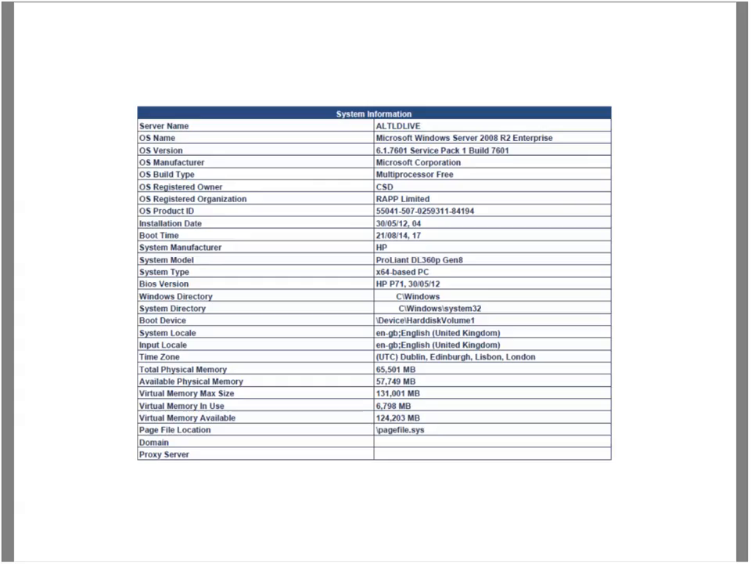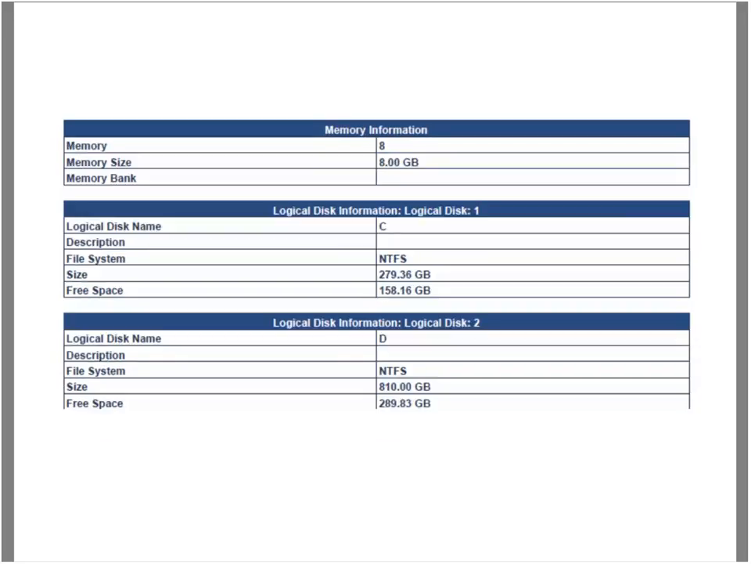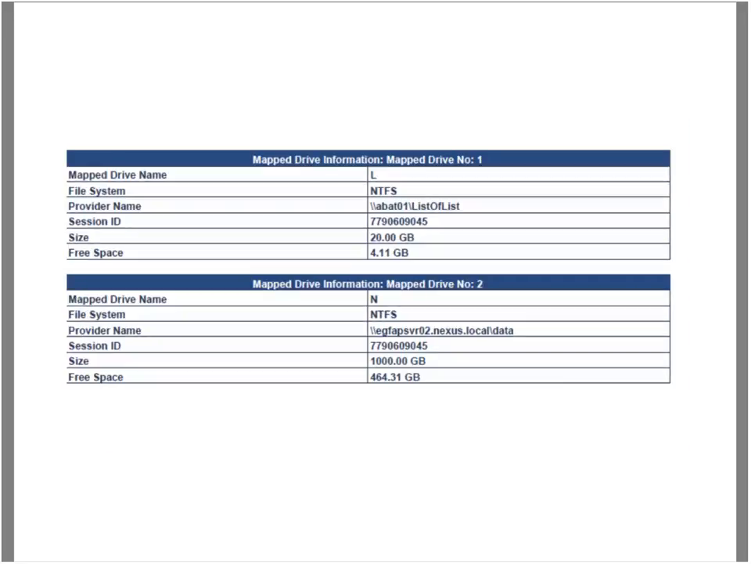This is an example of a host detail report. So in here, this is some of the outputs that you would see as we do discovery. So you can see the specific servers, you can see the operating system running on it, you can see the types of processors, the BIOS version, etc. We dig in and we'll show you the NIC card information, processor information, memory, logical disks, share information, map drives.